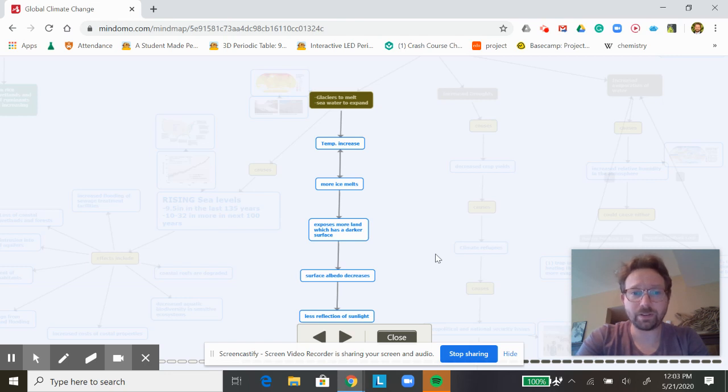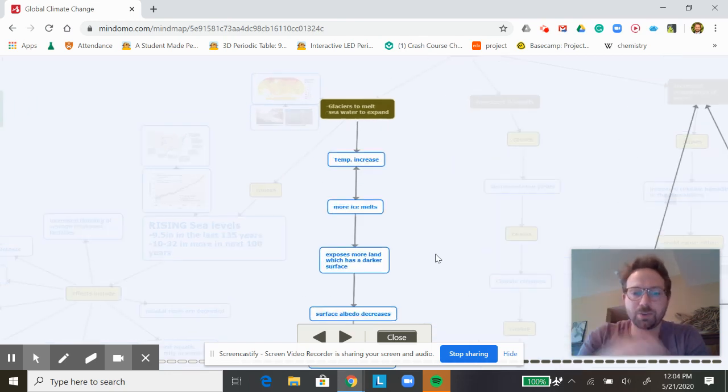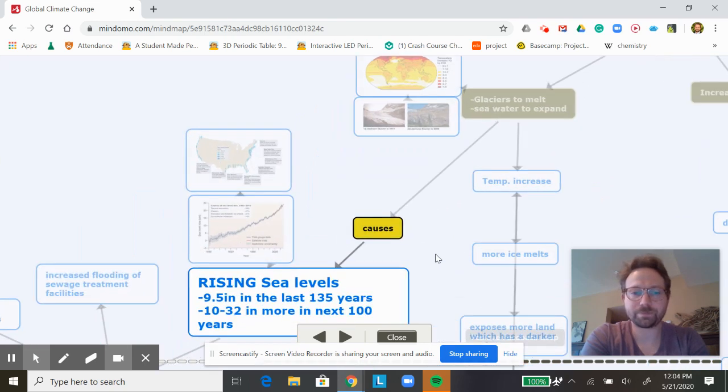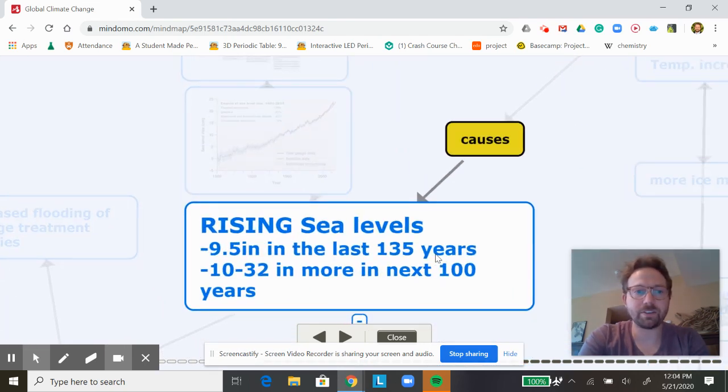As we said, glaciers will melt. This will expose more land. And what this does is it decreases the surface albedo. Albedo is a word that describes the ability of a surface to reflect light. So if that decreases, that means we're actually going to absorb light, not reflect it. And the more we absorb, the more sunlight will be hitting the surface and absorbed, so the temperature will increase. So this is a positive feedback loop. This is an example of those glaciers melting. And it's causing the sea levels to rise.